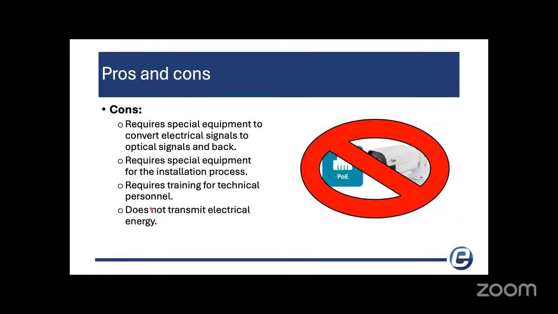So what are the cons? You require special equipment to convert these electrical signals to optical signals. It requires special equipment for the installation process. You require training to manipulate this fiber. It's not as easy as doing copper, and it's not that well known. So there's not a lot of people that install fiber or that know about fiber. It's quite a new technology, right?